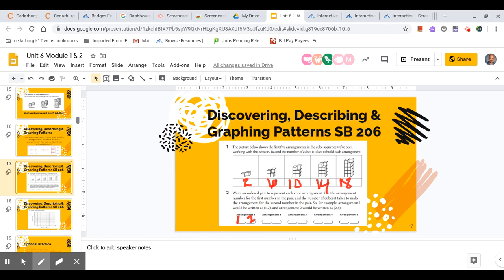The second arrangement would have a 2 and then a 6, and then a 3 and then a 10. The fourth arrangement would have 14, and the fifth arrangement would have 18 cubes. If you didn't get those answers, please go ahead and pause the video and fill those back in.